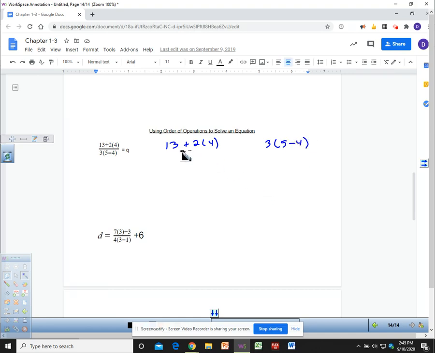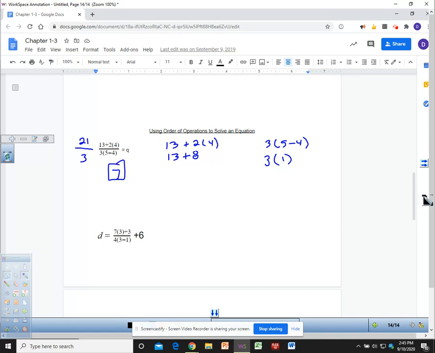Okay, so I'm going to do the top half first. 2 times 4 is 8, so 13 plus 8 is 21. Now 5 minus 4, because you have to do parentheses first, so 3 times 5 minus 4 is 1. 3 times 1 is 3. So now we've got 21 over 3. Now, that's a fraction. Does 3 go into 21 perfectly? Yes, it goes in there 7 times. So then my answer would be 7.